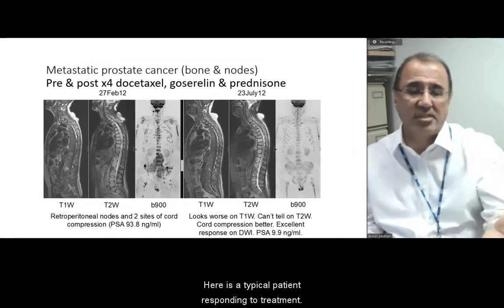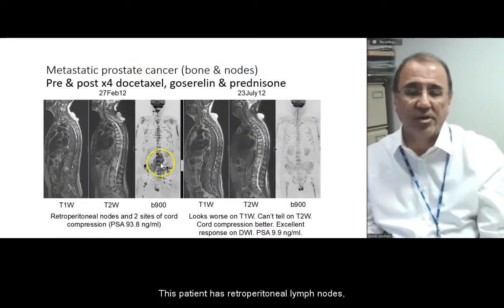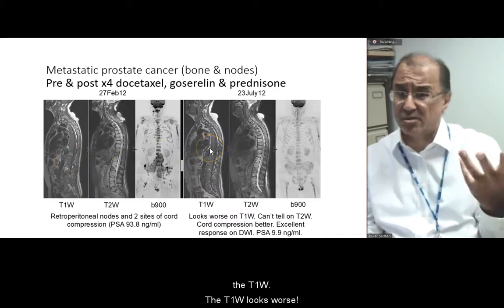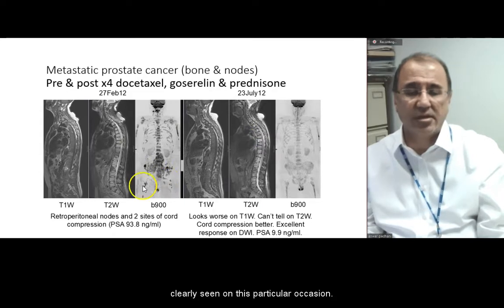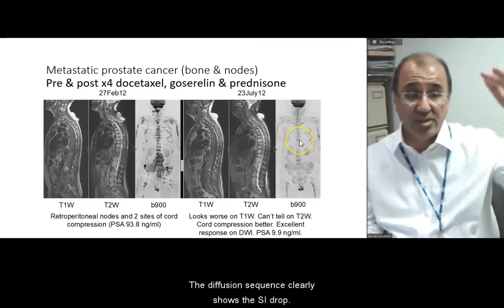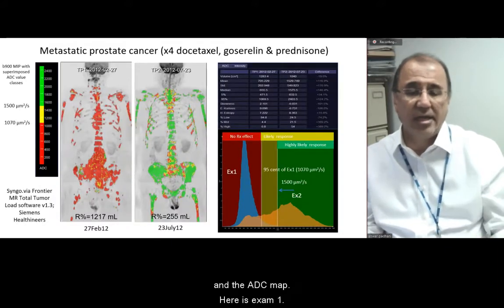Okay, so here's a typical patient who's responding to treatment. This patient has retroperitoneal lymph nodes and extensive metastatic bone disease. Here's the T1 and STIR. Here's the T1 and T2s. Now, look what happens to the T1. You see the T1 seems to get worse. The T2s are about the same. Maybe the spinal cord is more clearly seen on this particular occasion. But look at the diffusion sequence. On the diffusion sequence, clearly you see the signal intensity drop.